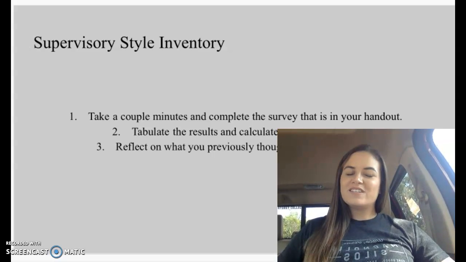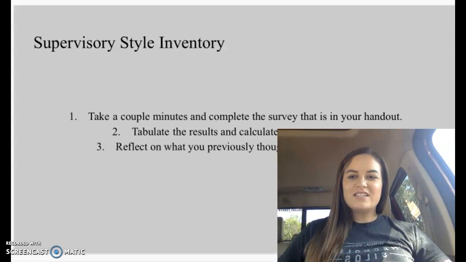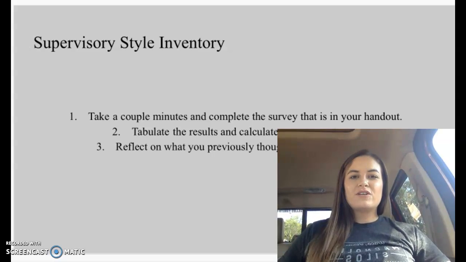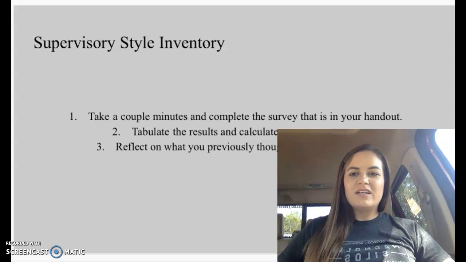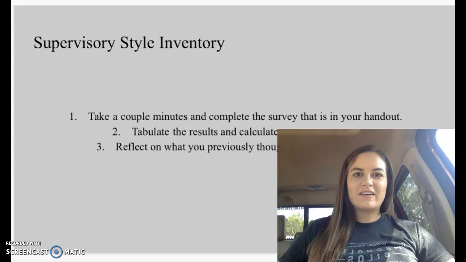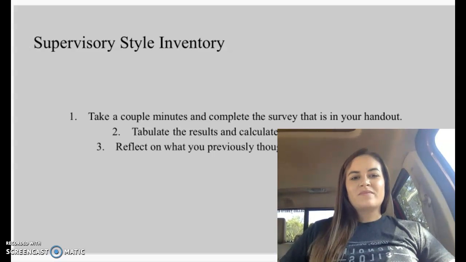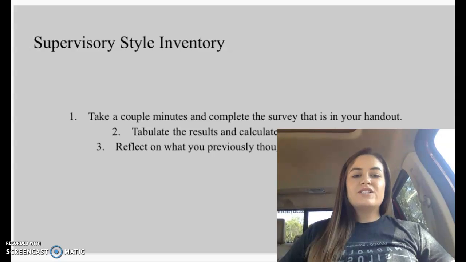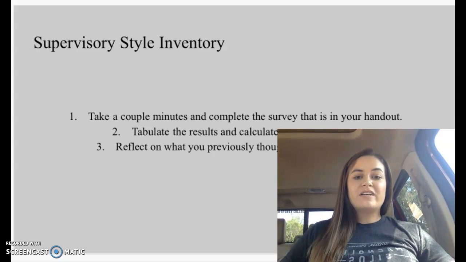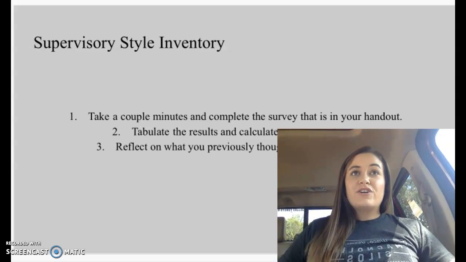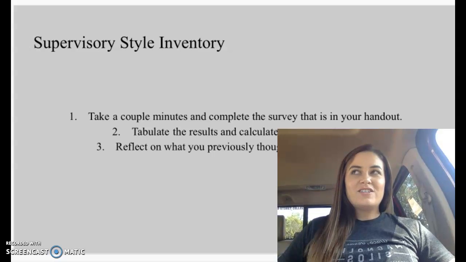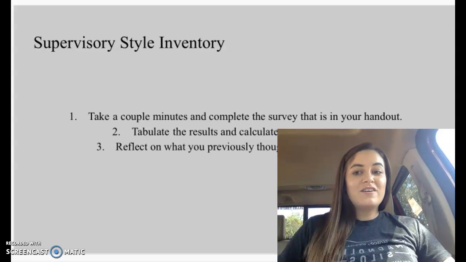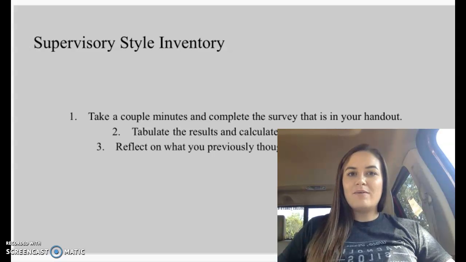All right, now that we're done with the survey, we're going to tabulate our results. Let me know if you need any assistance with that. It's pretty simple. I did mine on my phone calculator. All right, now we're going to reflect on what we previously did with our sticky note. Were you correct? Did you think you were a directive person and it turns out maybe you're non-directive or maybe you're collaborative?